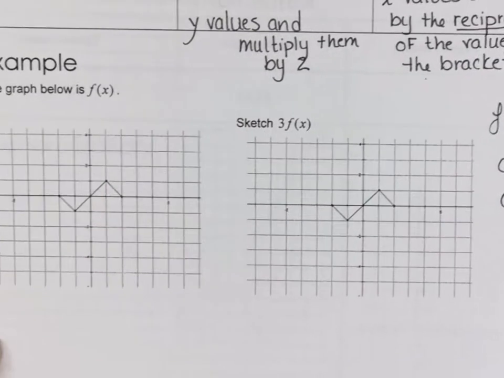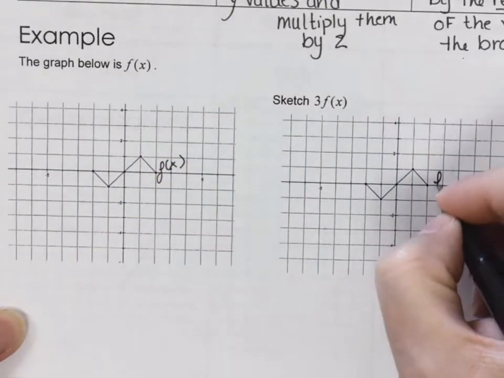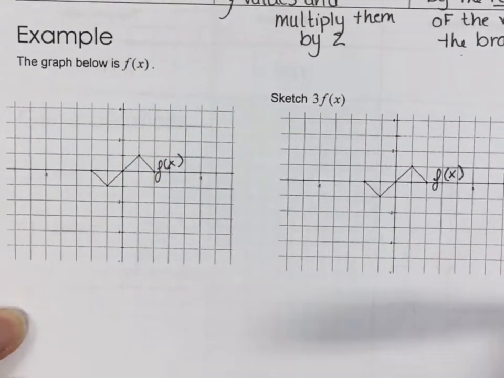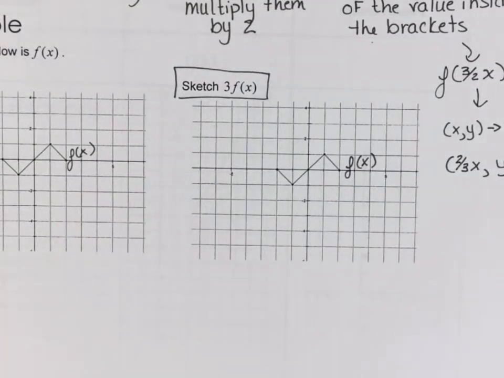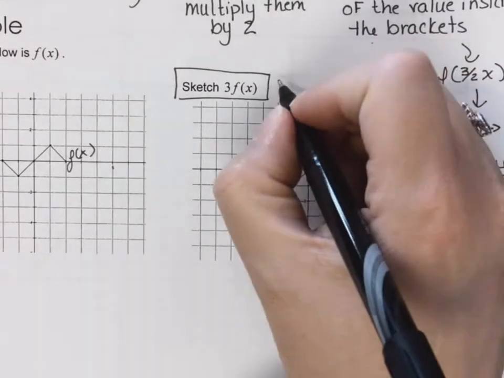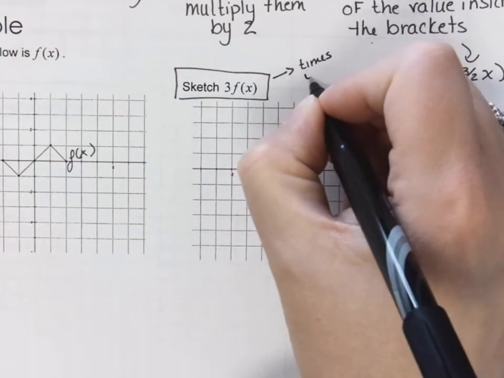All right. Oh, I guess I could have put these on there. Oh, look what I did. Okay, so this is the original function. This is f of x. And so what I did was I put the original function on there. So what I want to do now is I want to sketch 3f of x.